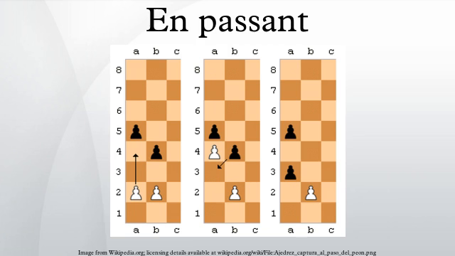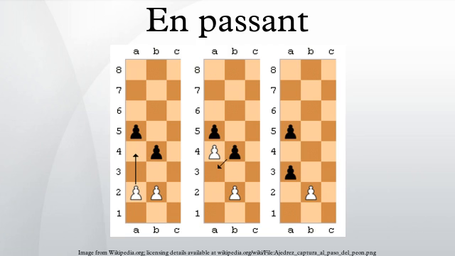En passant is a move in chess. It is a special pawn capture, which can only occur immediately after a pawn moves 2 ranks forward from its starting position, and an enemy pawn could have captured it had the pawn moved only 1 square forward. The opponent captures the just moved pawn as it passes through the first square.